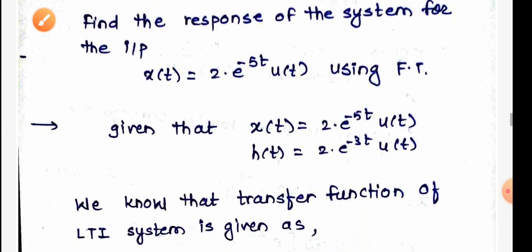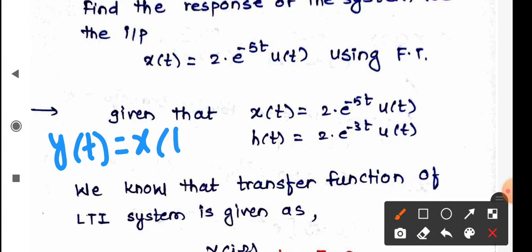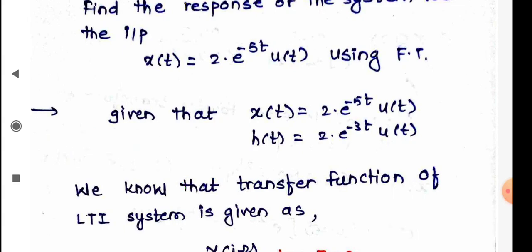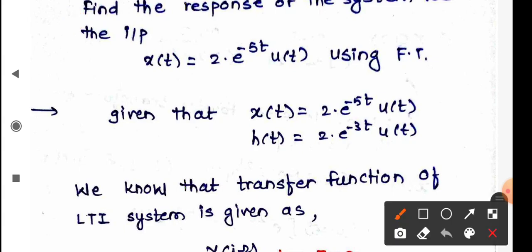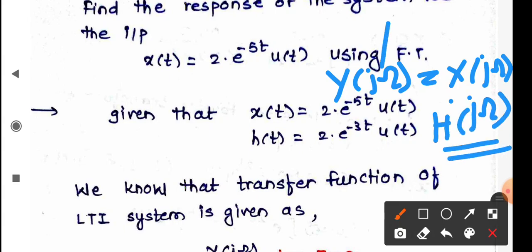Now we know that the output response of the system is obtained as y of t is equal to x of t convolved with h of t. Now my convolution property of Fourier transform tells me that convolution in time domain is multiplication in frequency domain. That's why I can say that Y of j omega is equal to X of j omega into H of j omega, right?